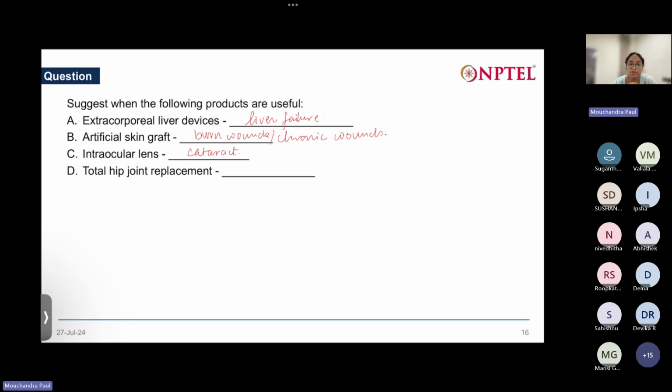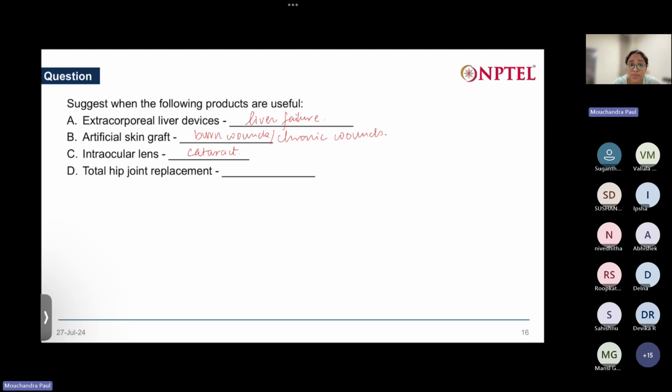Then total hip joint replacement. When is it useful? Damage of joint. Hip joint. Yes. What kind of damage are we talking about? Means ball and socket breakdown. Yes, the ball and socket joint that is connecting your pelvis and your femur.